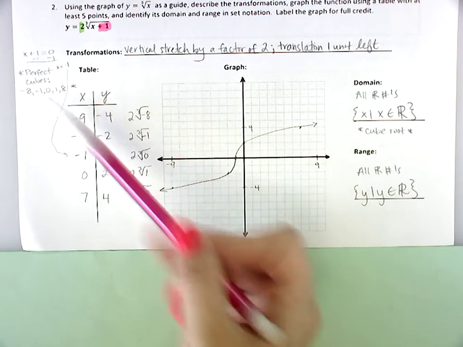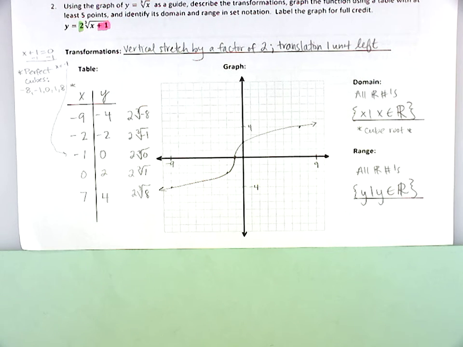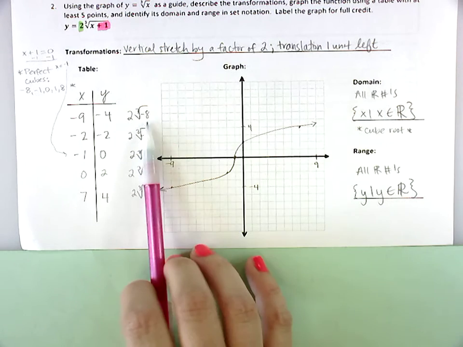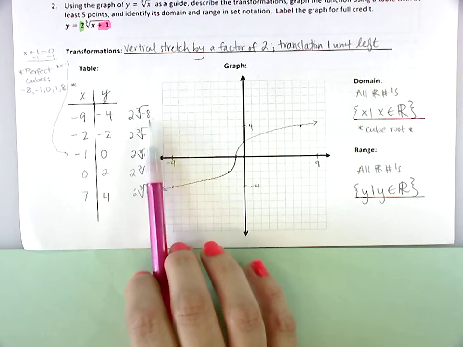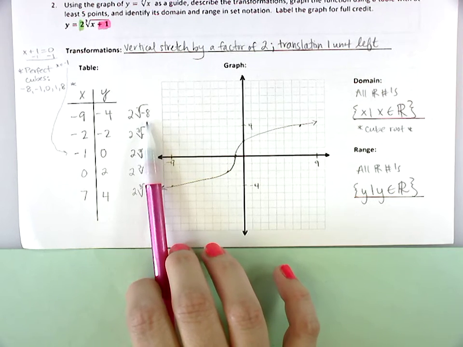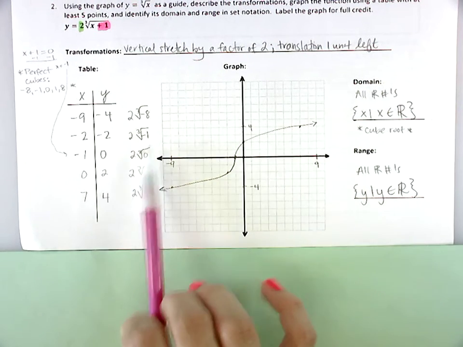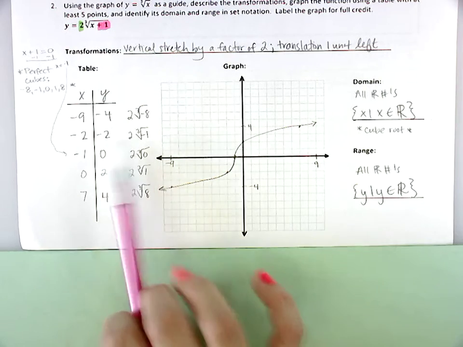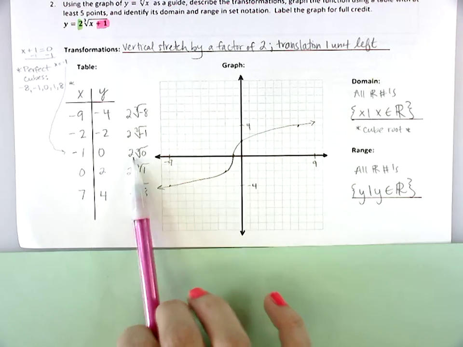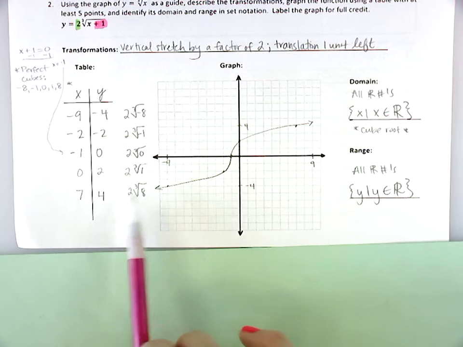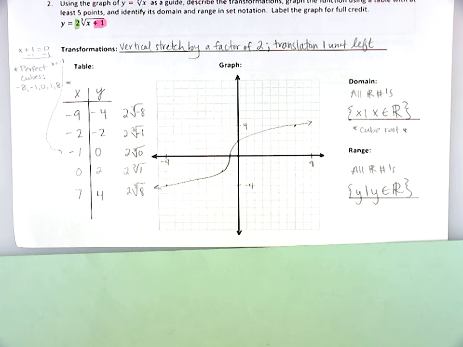-8 minus 1 is -9. -1 minus 1 is -2. So then when you substitute that into the equation, -9 plus 1 is -8. What's the cube root of -8? -2. So -2 times 2 is -4. This would be -1 times 2, which is -2. This would be 0 times 2, which is 0. 1 times 2, which is 2. 2 times 2, which is 4.